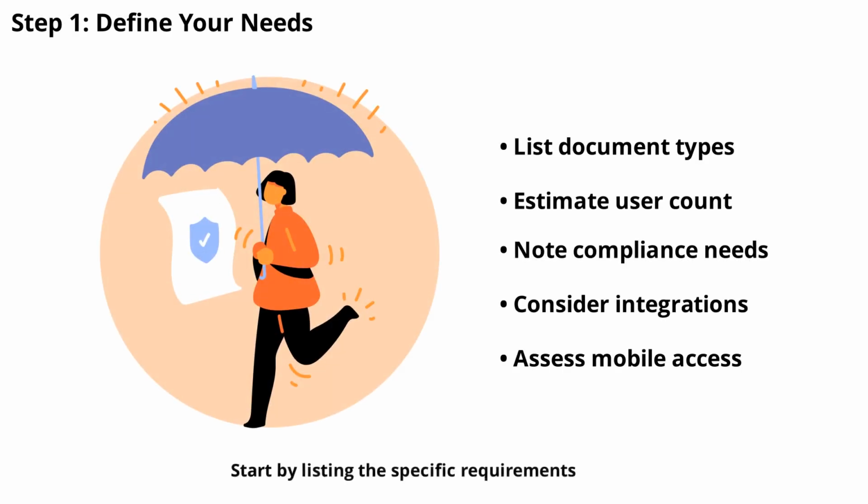Start by listing the specific requirements your startup has for e-signature software. Consider the types of documents you'll be signing, the number of users, and any industry-specific regulations you must follow. Do you need mobile access? Will you be integrating with existing tools like CRM or cloud storage? By clarifying your needs up front, you'll be able to filter out options that don't fit and focus on solutions that truly align with your business goals.